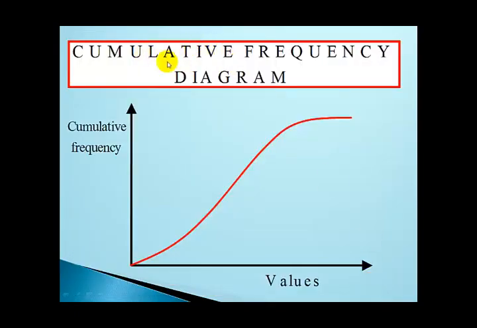This is an example of the cumulative frequency diagram. We have a graph of cumulative frequency against the values. When you plot the cumulative frequency against the max less than, this is the shape that you are going to form.